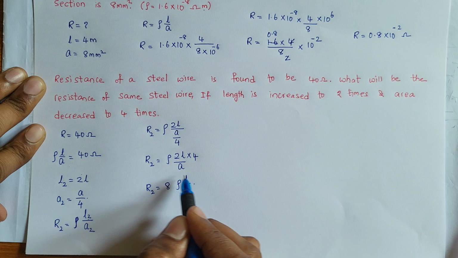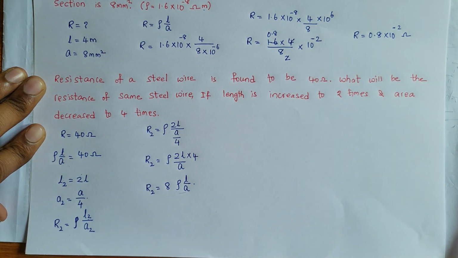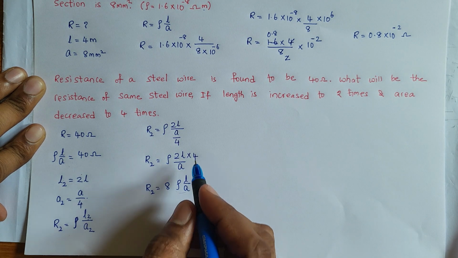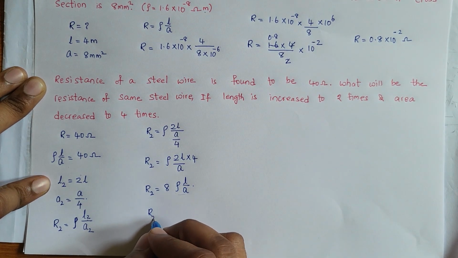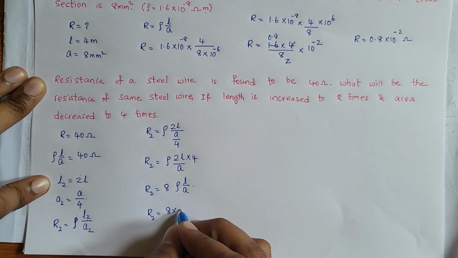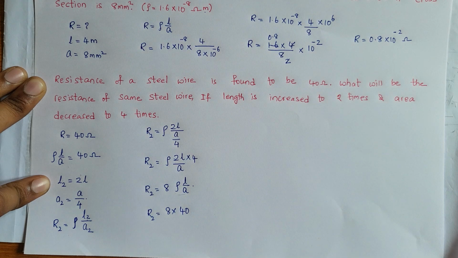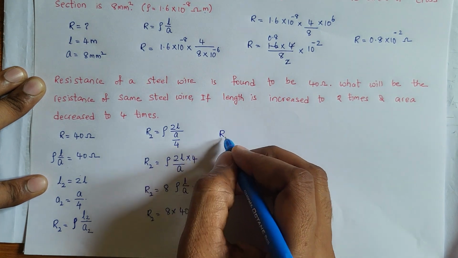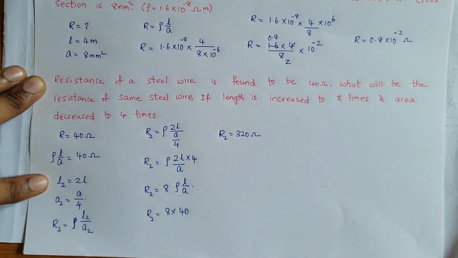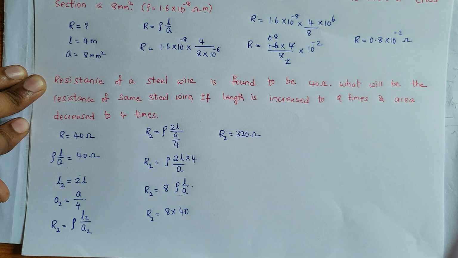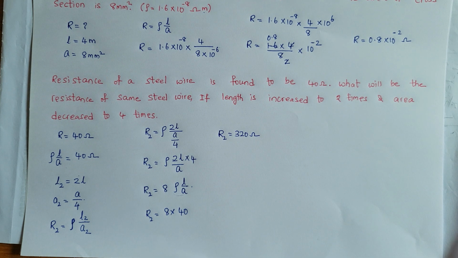You see rho L divided by A is nothing but 40 ohm. Correct? So instead of rho L by A, we can write 40. So it is going to be R2 is equal to 8 into 40. 8 into 40 it will be 320. So resistance is going to be 320 ohm. Okay? Understood or not? Right. Hope you understood. Let us go to the next problem.